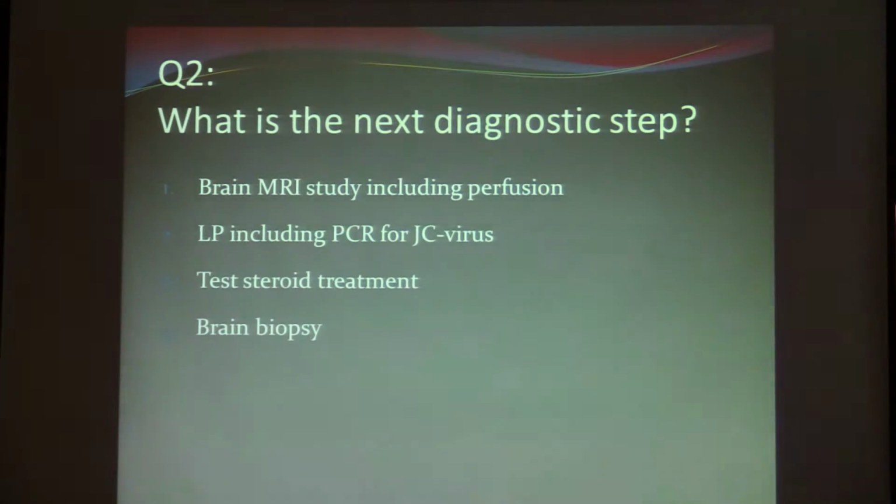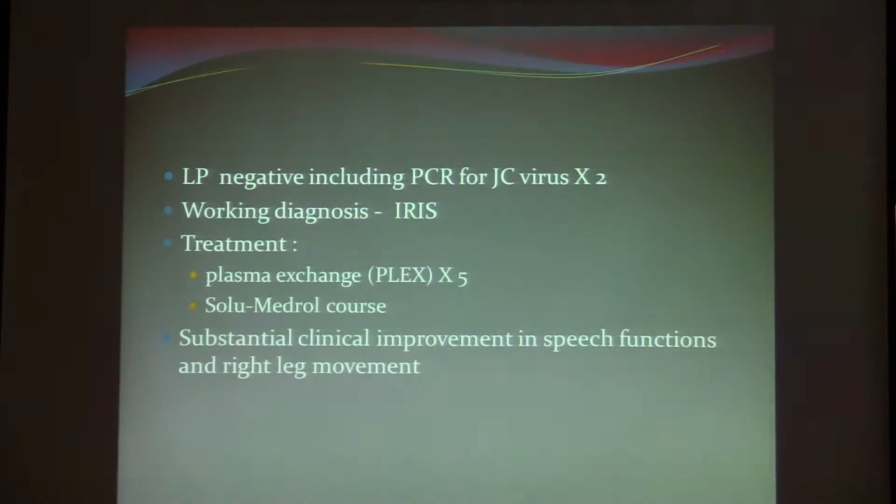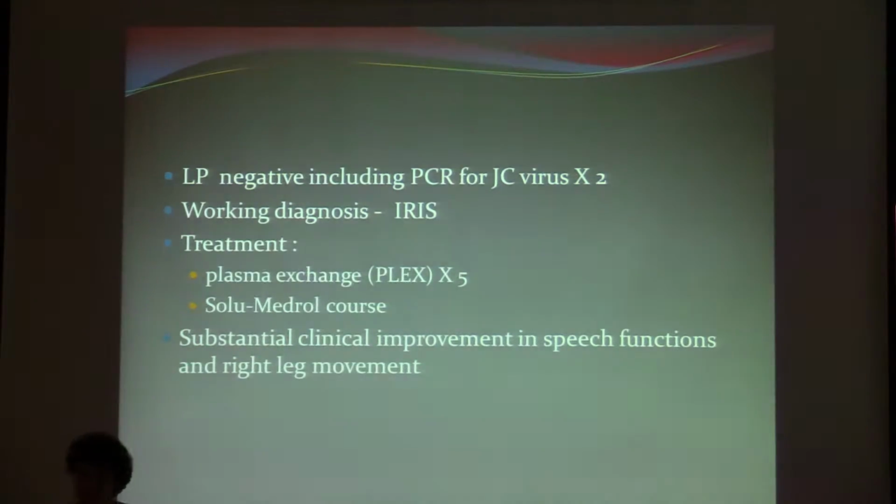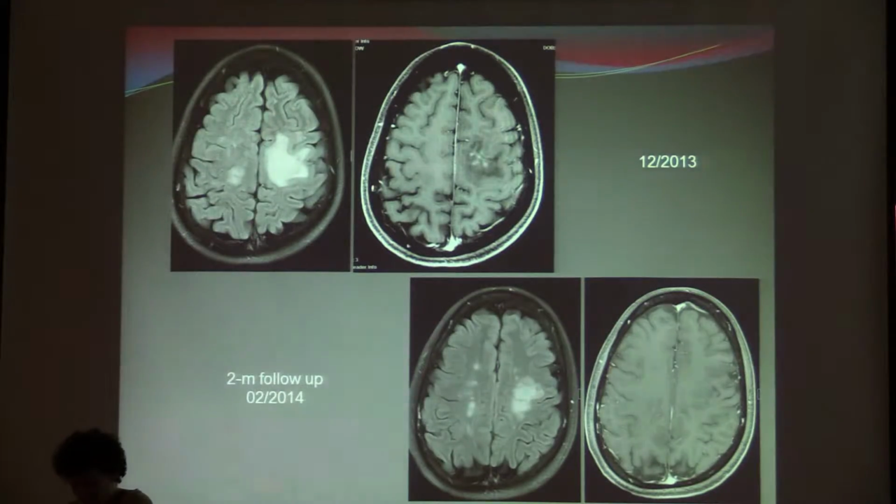Okay, and the right answer is the second, LP including PCR for JC virus, because this test is diagnostic for PML. In our patient, LP was negative twice for PCR, so the working diagnosis was IRIS. She was treated with 5 full courses of plasmapheresis and high-dose steroids. She had a substantial clinical improvement in speech functions and right leg movement.